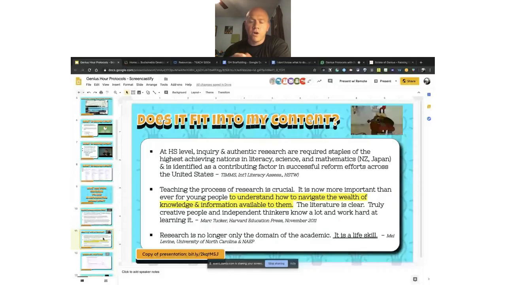The time thing, or fitting my content, I kind of just talked about that. But again, how important inquiry and authentic research are. Some of our most successful countries in the world are capitalizing on or emphasizing these skills. And in that last part, it's no longer just academic; it's a life skill to be a researcher, and how they can navigate that comes out of this.